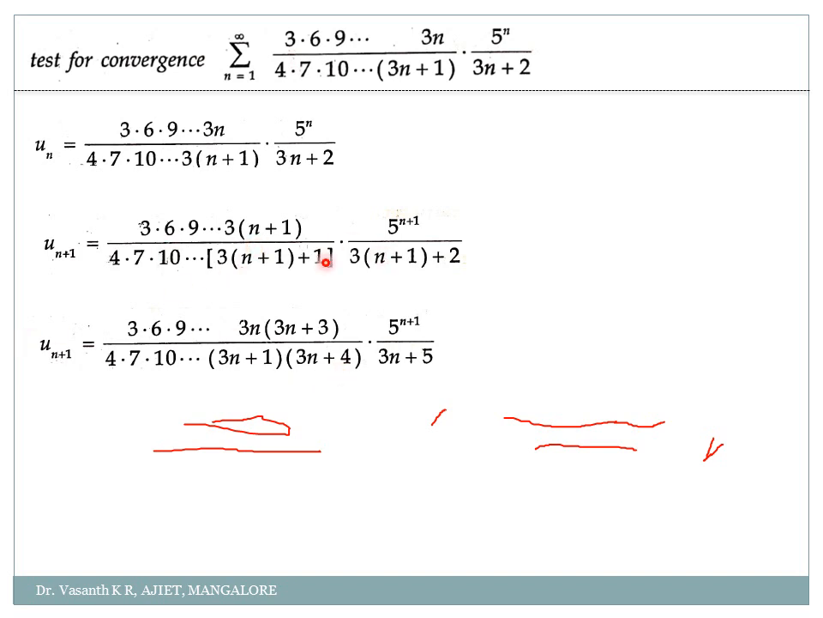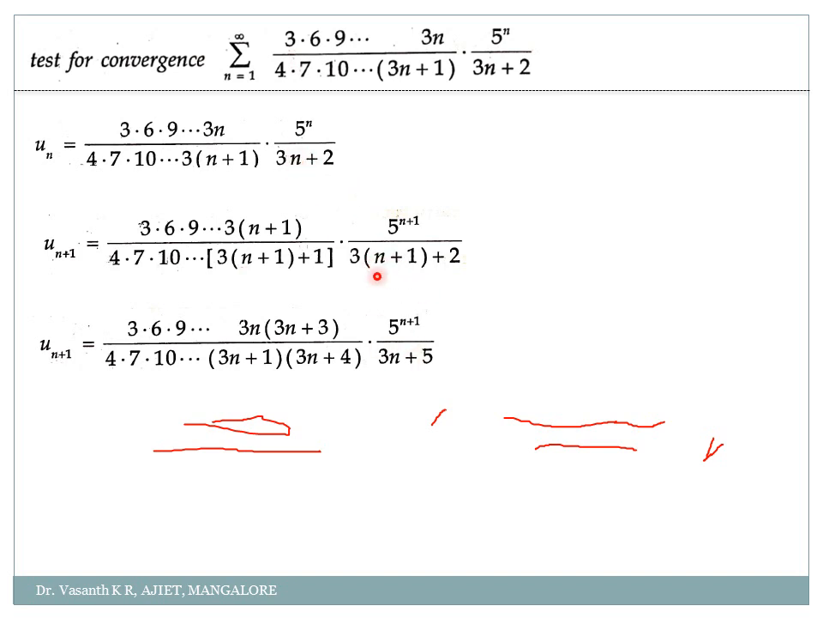This is the intermediate step, not required. So first write up to 3n. n plus 1 means wherever n is there, you have to replace n plus 1. So it will become 3n plus 3. And denominator will become 3n plus 4, correct? If you replace n by n plus 1 here, it will become 3n plus 4 into 5 to the power n plus 1. Wherever n is there, you replace by n plus 1.